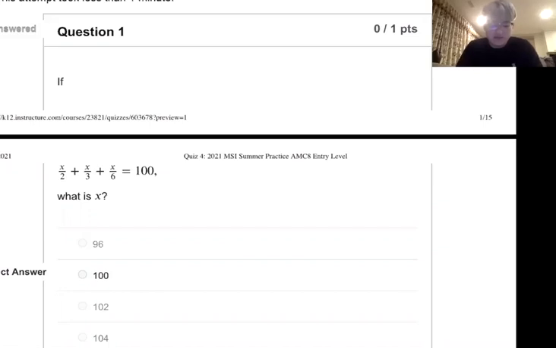If x over 2 plus x over 3 plus x over 6 equals 100, what is x? For this question, it's just simple algebra. For example, for x over 2, we can simplify it into x times 1/2. We can also do this to x over 3 and x over 6.